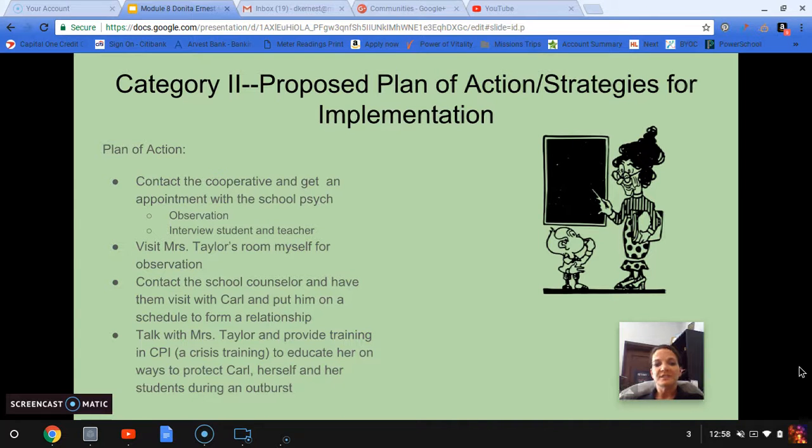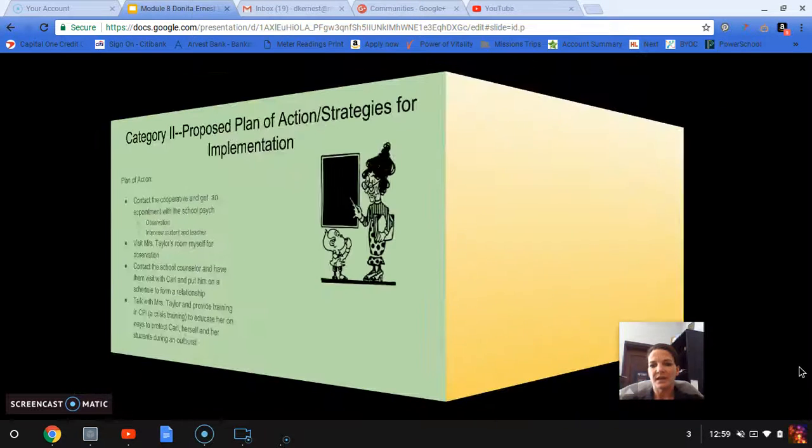I personally would visit Mrs. Taylor's room, and not just once, or not just once in the morning or once in the afternoon, but I would definitely go in different times of the day and find out what this looks like inside her classroom. I would contact the school counselor and have them visit with Carl and put him on a schedule to form a relationship with him. I would like to talk to Mrs. Taylor and provide training in CPI, a crisis training program to educate her on ways to protect Carl, herself, and her students during an outburst.